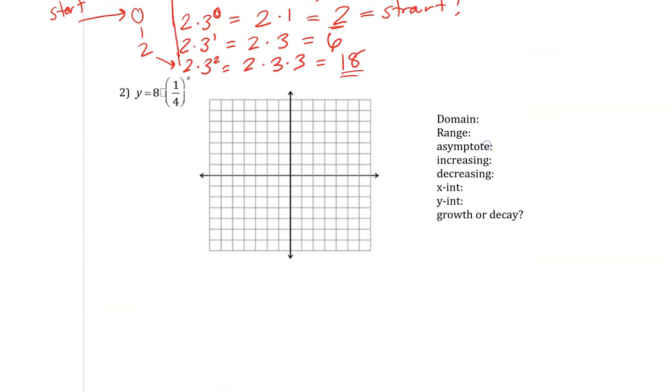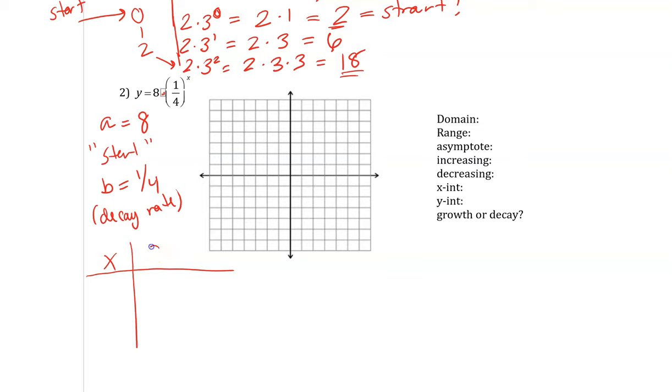So let's try one that would be a decay, right, where my base is less than 1. So notice my starting amount is 8. So this is where I start, right? And my decay rate is 1/4. So basically, I'm going to be multiplying 8 by 1/4, however many times x is. Although if x is negative, I'm going to do the reciprocal. So let's make that table of values and see how that works.